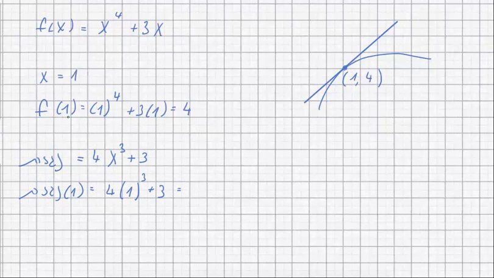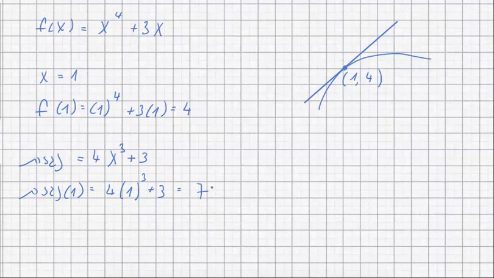Right. The derivative is a formula that gives us the different slopes of the function based on the x we plug in. So we see that the x is 1 at that point. Yeah, exactly. So we just plug in x wherever we see an x. Got it. And this is 7. 4 plus 3 is 7. Okay.